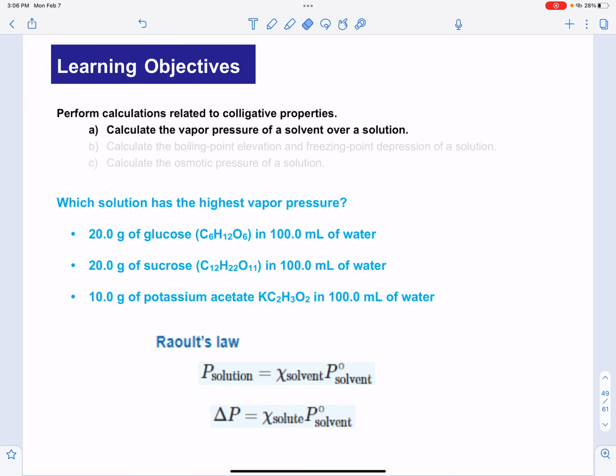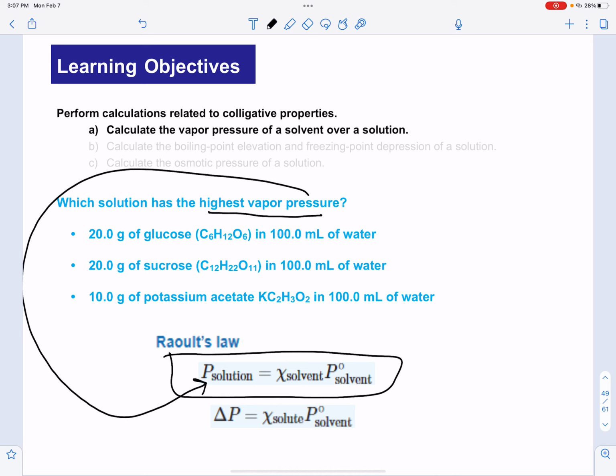Which solution has the higher vapor pressure? And we know Raoult's law. So the highest vapor pressure is referring to that number, the pressure of the solution. So what will make that number high? A bigger mole fraction of the solvent, so that the moles of the solvent is bigger than the moles of the non-solvent.